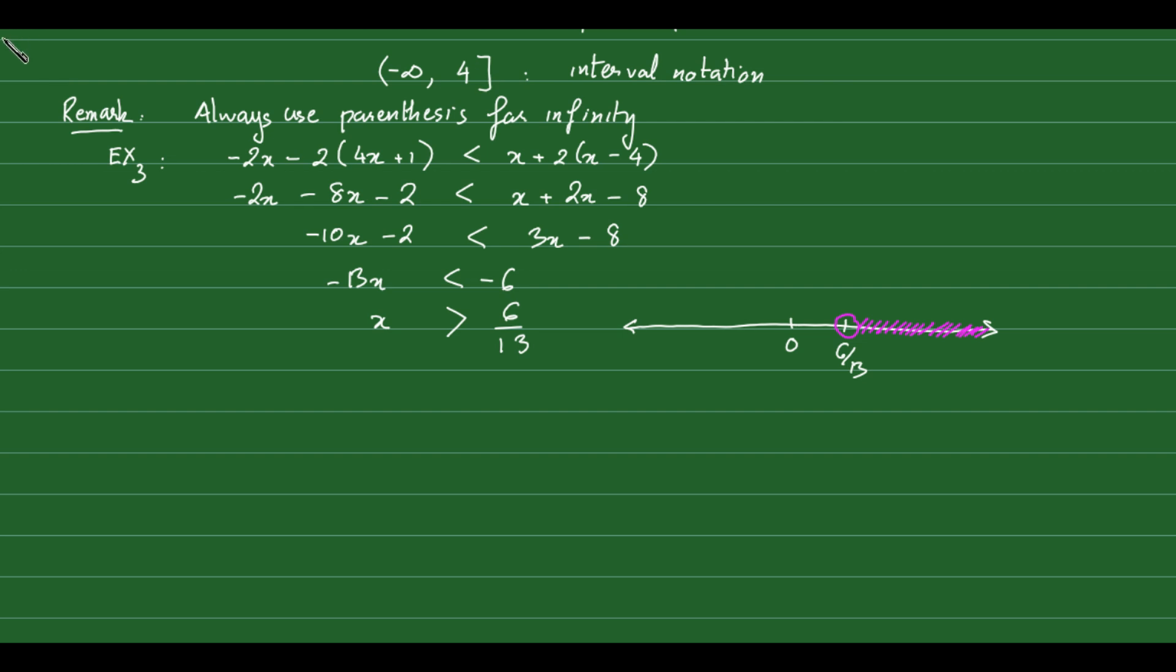Now the interval notation will be based on this. So this goes to positive infinity here. Because we don't include 6 over 13, we put a parenthesis at 6 over 13, comma, positive infinity, parenthesis.